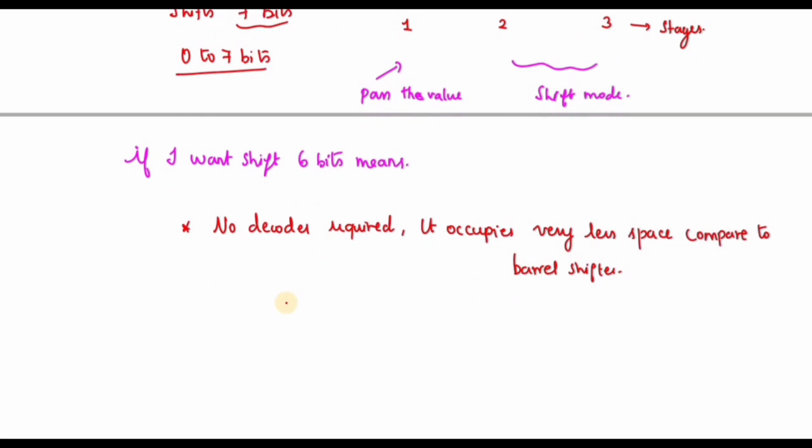The applications of this logarithmic shifter are bit reversals, shuffles, interchanges and so on. This logarithmic shifter is mostly used, and it is easily generated, right?